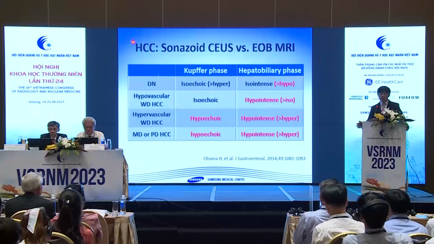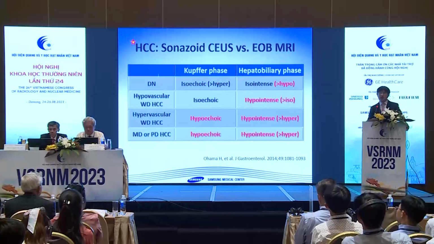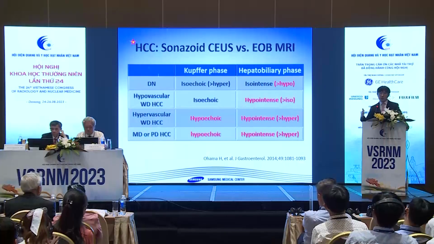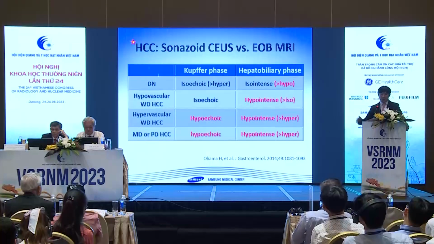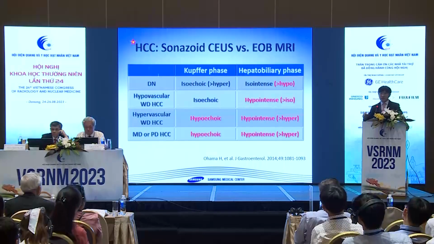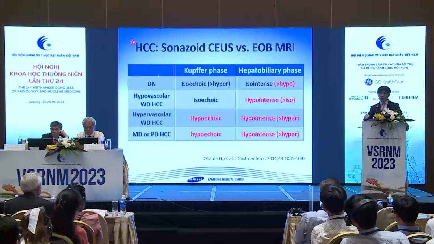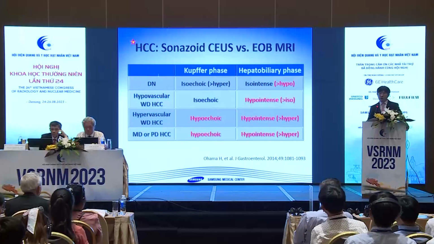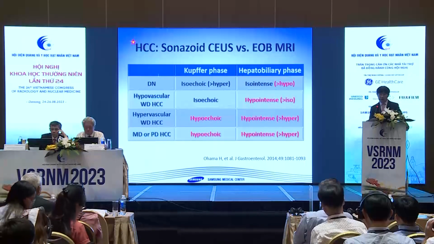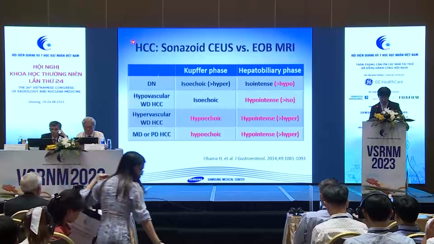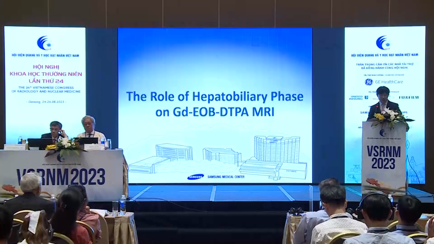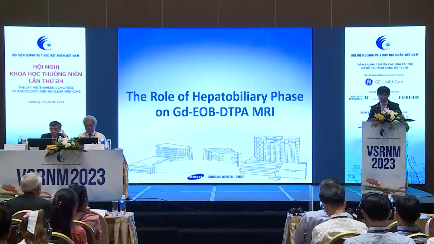But in the hepatobiliary phase of gadolinium EOB-DTPA, some dysplastic nodules can also show iso-intensity. So we cannot discriminate high-grade dysplastic nodules and early HCC. So it has a risk of decreased specificity for HCC in the hepatobiliary phase of EOB MRI. And the next topic is the role of the hepatobiliary phase of gadolinium EOB-DTPA.